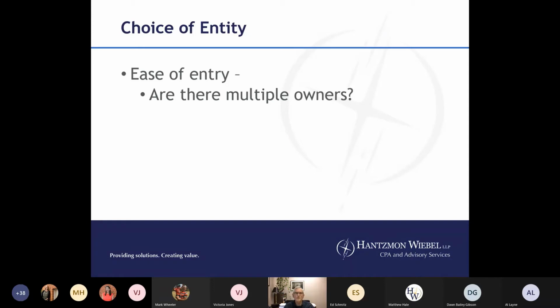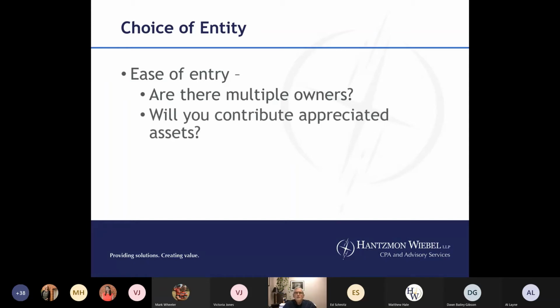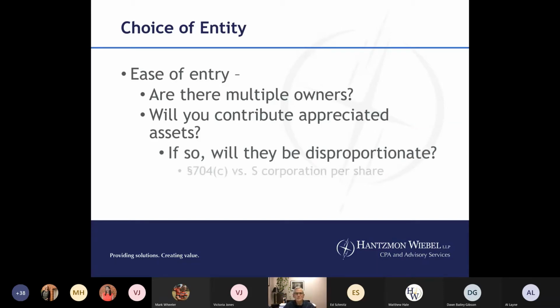But if there are multiple owners, how does that work? Are they all going to put in the same thing? If they all put in cash, it gets pretty easy. But if they're going to put in other things, will they contribute appreciated assets? That's particularly important. If they put in appreciated assets, it will be disproportionate. And as they talked about, Section 704C: if you contribute that appreciated asset to a partnership, and I put up cash and somebody else puts up their appreciated asset, then when we sell that, the tax on that appreciation at the time they contributed it will be allocated to them.